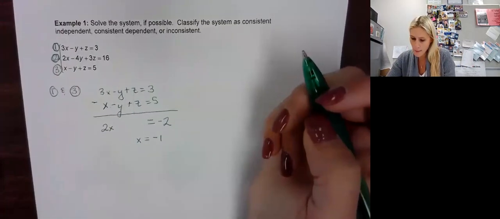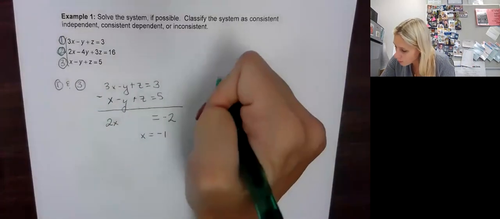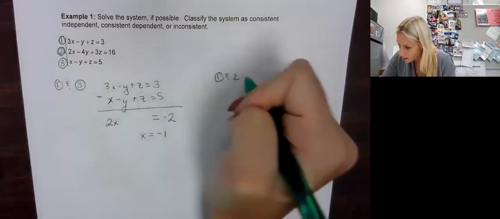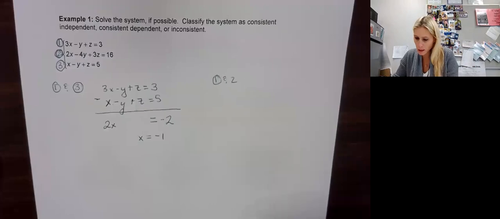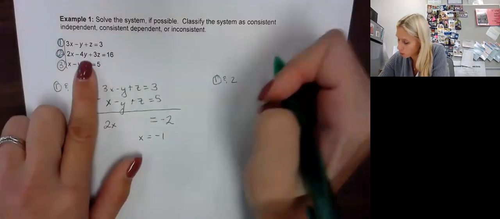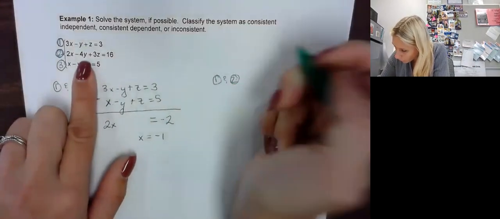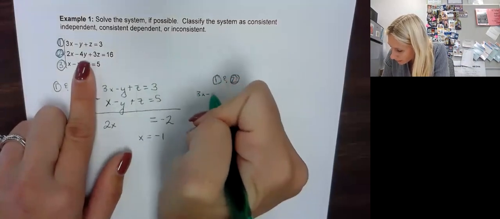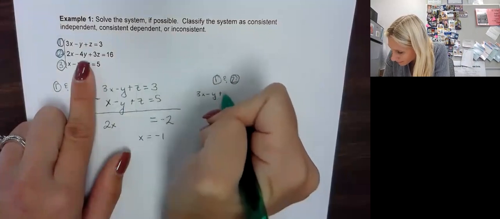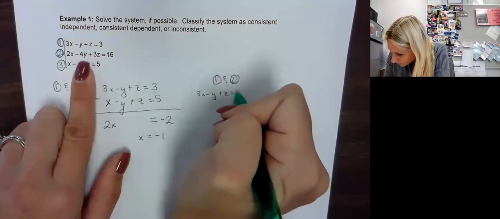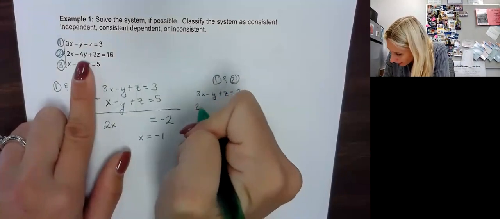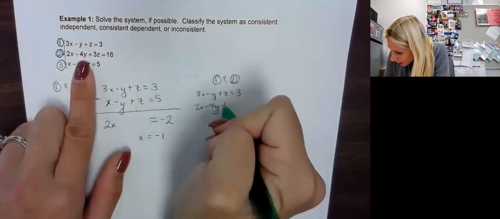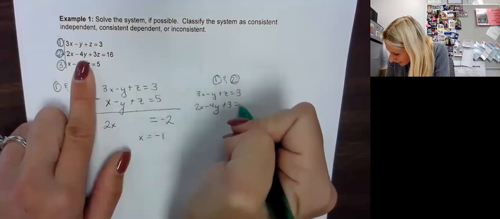I'm going to grab 1 and 2. And I think I'm going to eliminate z in this case. So watch this. So 1 and 2. First I start out with 3x minus y plus z equals 3, and 2x minus 4y plus 3z equals 16.